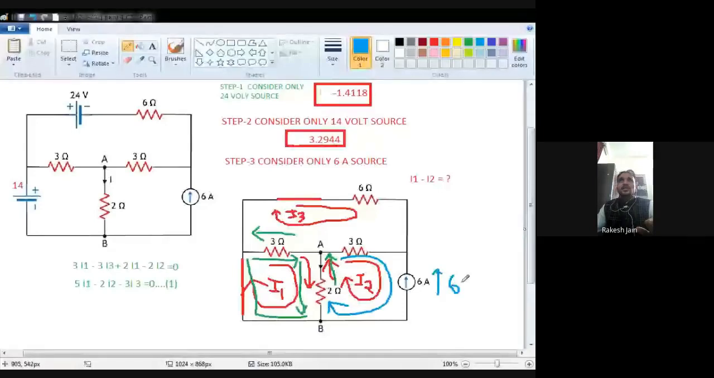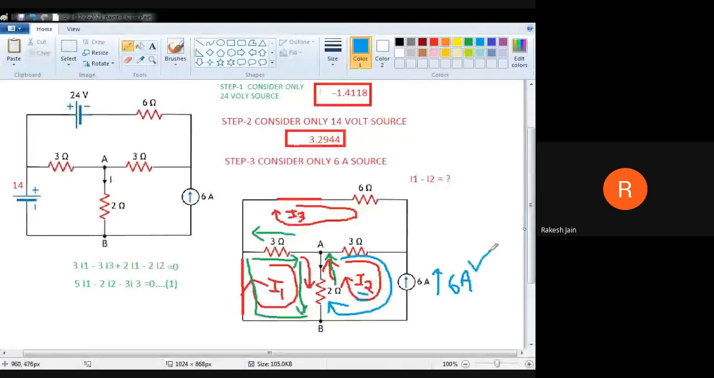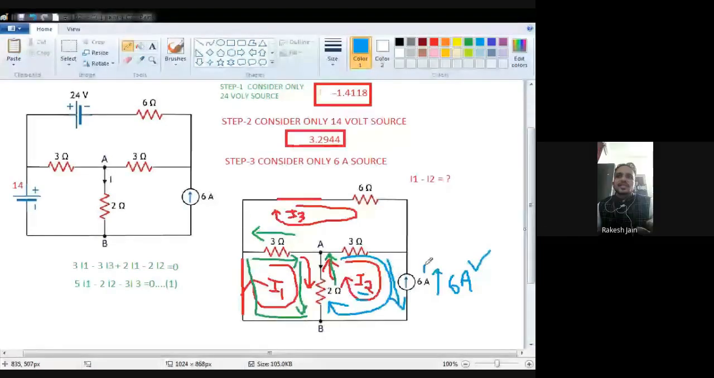Now see. I only want to remove this source also, and only short circuit it, and now I want to find out the current through this 2 ohm resistance. So now see this very carefully. This question is totally changed, because now in this case the current source is considered. With the help of mesh analysis we can find it out. So see, there are three meshes.